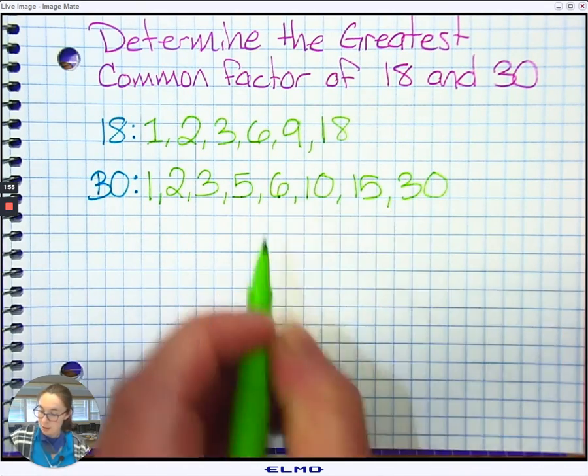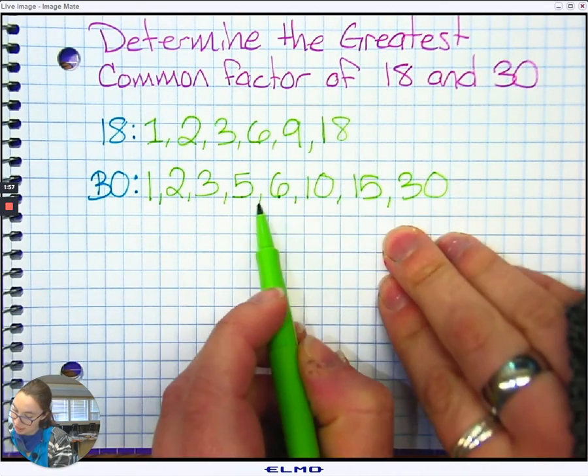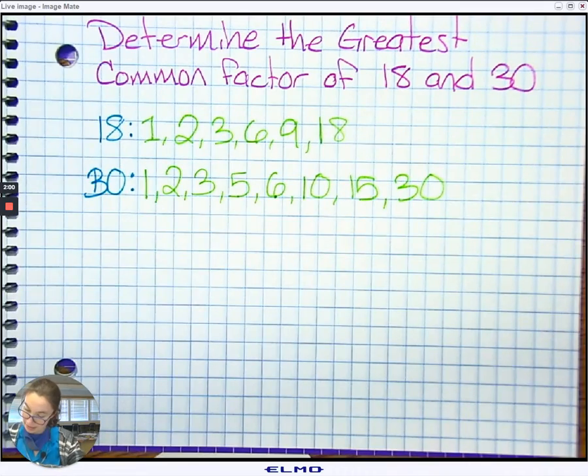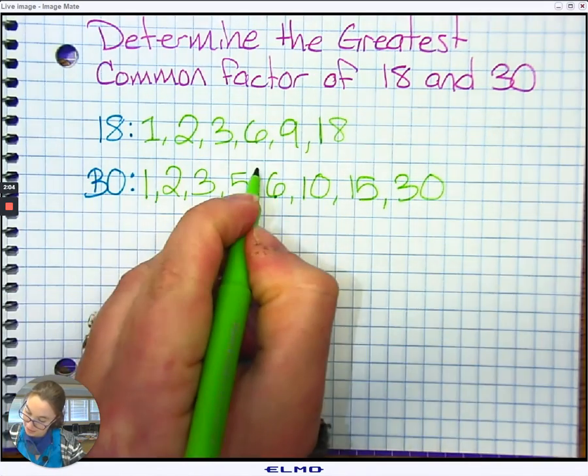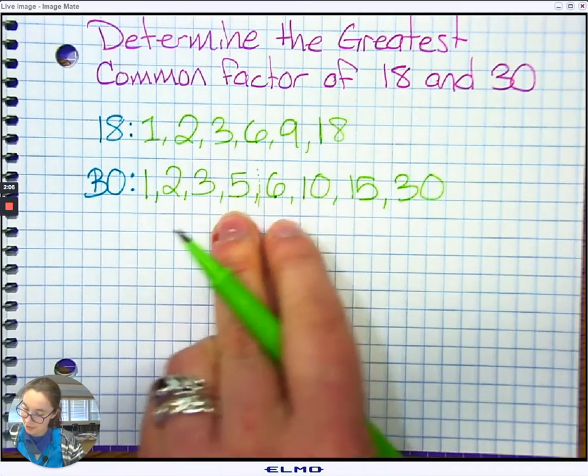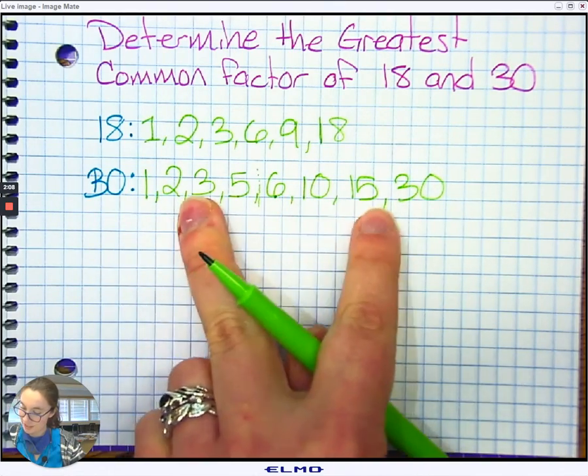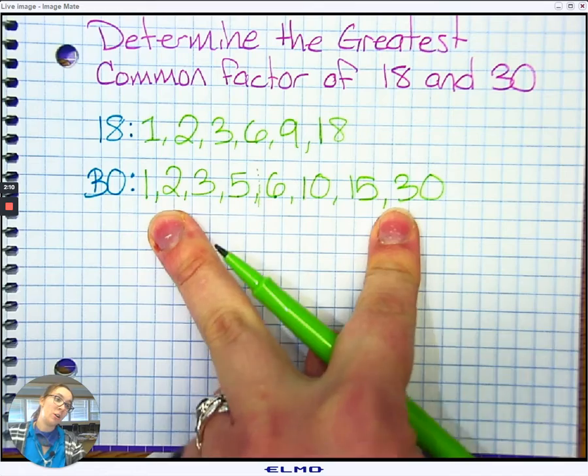I can take a list of factors and split them in half. I could split this in half right here between the 5 and the 6. And each one would match: 5 and 6, 3 and 10, 2 and 15, 1 and 30. Those are all factors of 30.